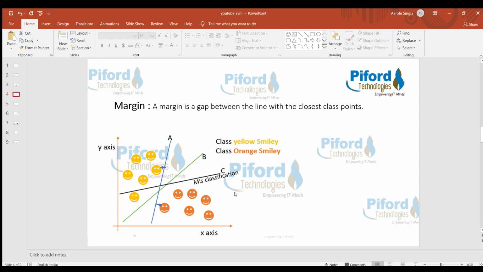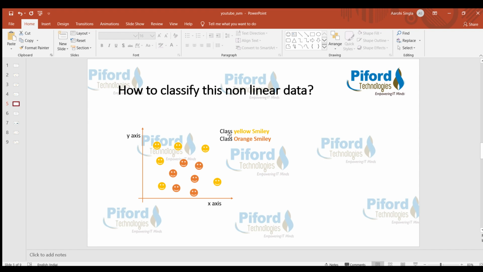The data on which we have worked is linear data. We can classify it by simply putting a straight line. But what if we have non-linear data? Now this data is non-linear data. That simply means you cannot straight away put a line and classify the data. If you put a line in this direction, there will be some misclassification. If you put a line like this, there will also be some misclassification. That simply means the data is non-linear.